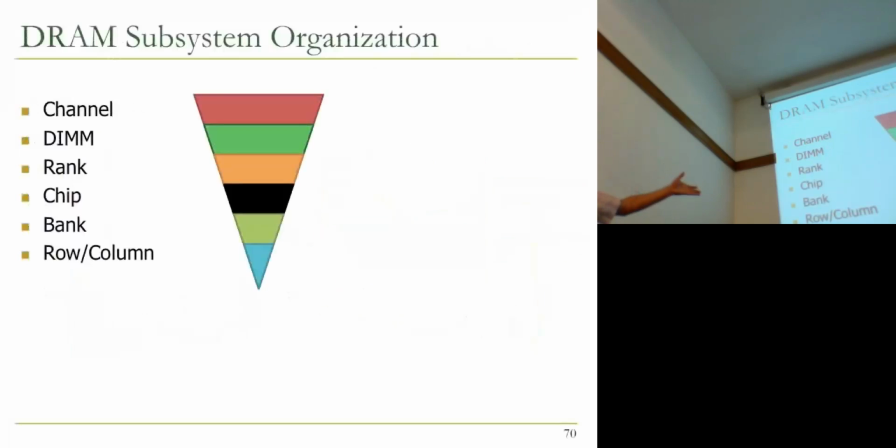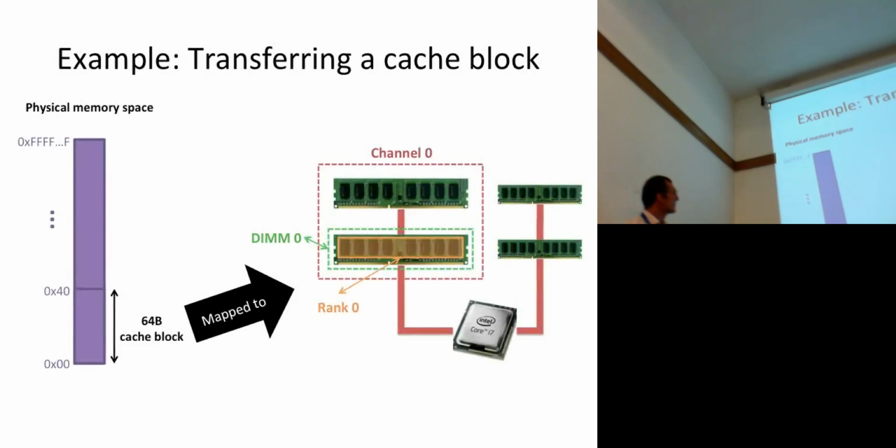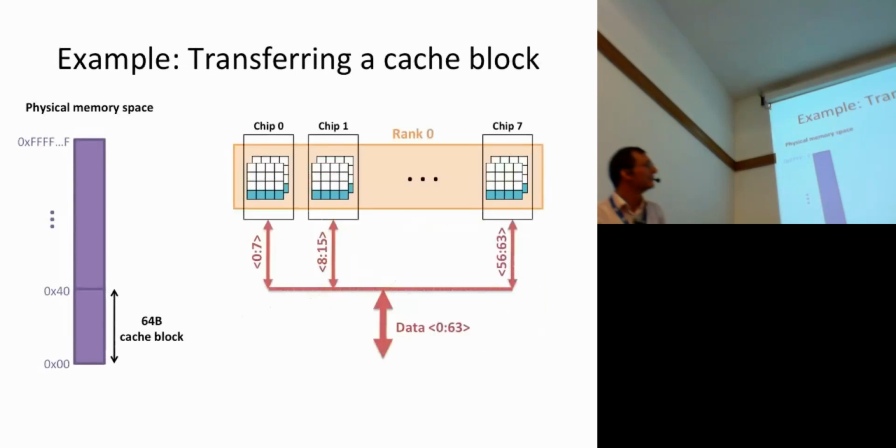Once you have the system, how do you transfer a cache block? That's relatively simple once you have this, right? You have this physical memory address space, and you have some 64-byte cache blocks, let's say, within that address space. This cache block is mapped to a DIMM over here and a rank of that DIMM. And if you look at it in a little bit more detail, this is where that cache block may be mapped to, right? Basically, you get 64 bits from these different chips, and the first 64 bits get mapped to row 0 and column 0 of each of those chips.